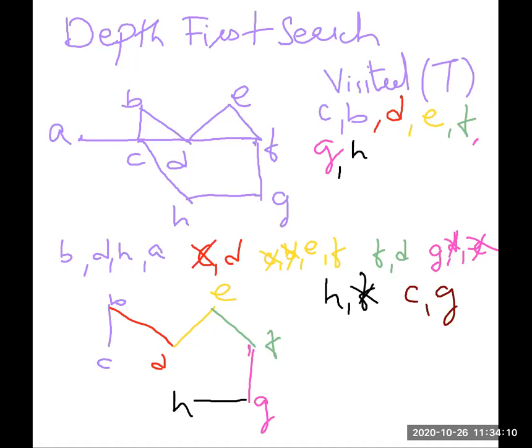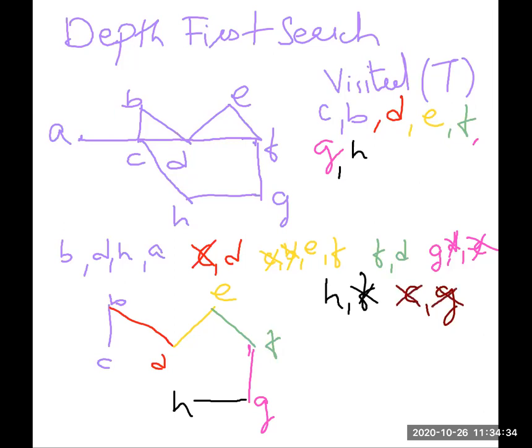If I add the edge C to H, it will become a circuit. If I add it as a circuit, this will not be a tree. So we cannot add the C to H edge. Similarly, H to G is already in the tree. So both cannot be done.